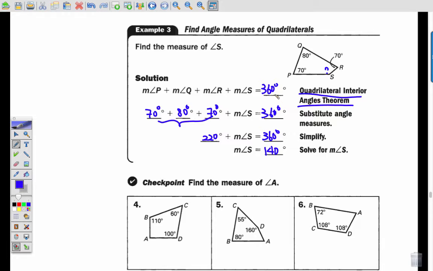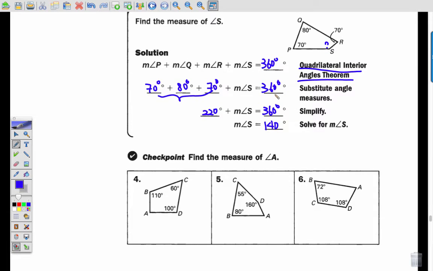So pretty much use the same method. See if you can solve for these three problems. And that's the end of today's lesson. Make sure you complete your homework.